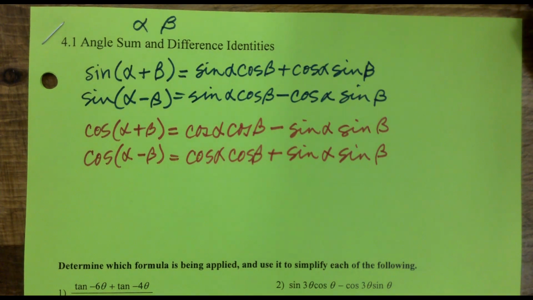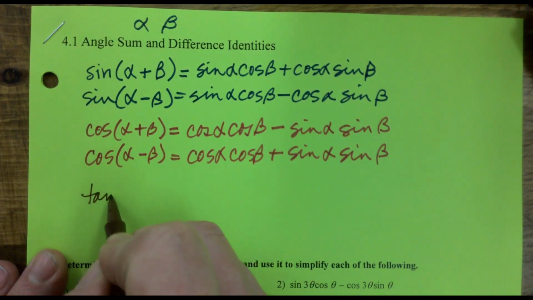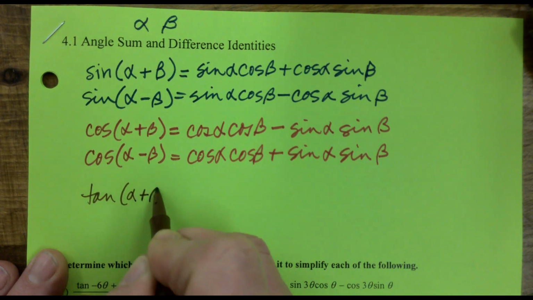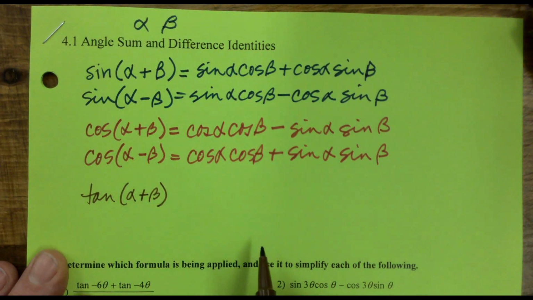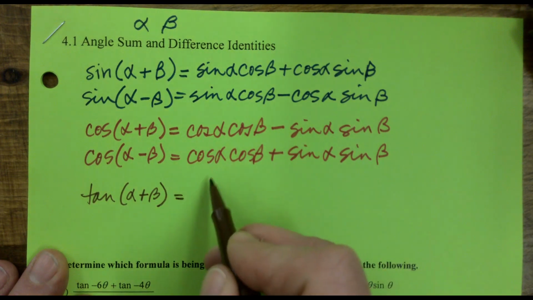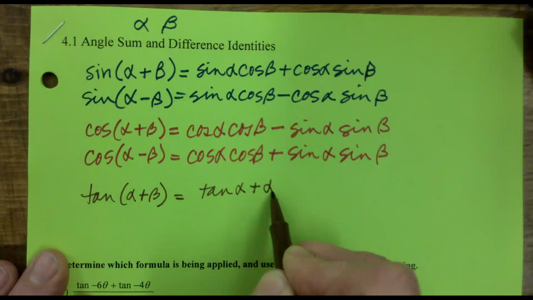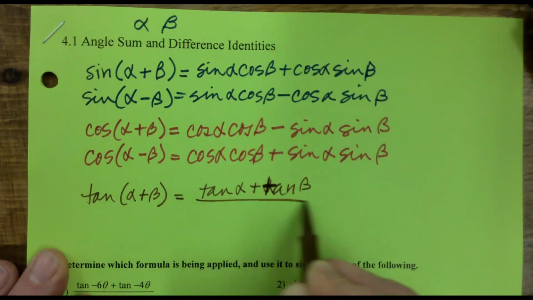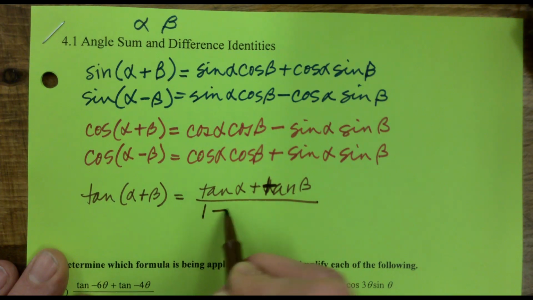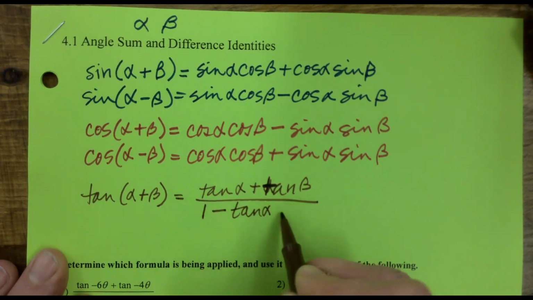And then lastly, the tangent. The tangent of alpha plus beta is the tangent alpha plus the tangent beta over 1 minus tangent alpha times tangent beta.